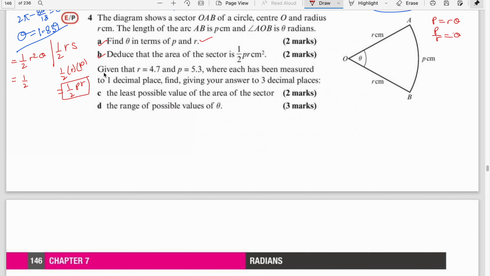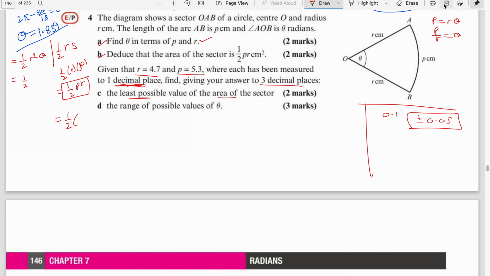Second part, this is a more generic question. Given that R is 4.7 and P is 5.3, where each has been measured to 1 decimal place, find, giving your answer to 3 decimal places, the least possible value of the area. So we already have this area, which is 1/2 PR. The value of P is given as 5.3, and it has been measured to 1 decimal place. 1 decimal place would mean 0.1 with an accuracy of 0.05.